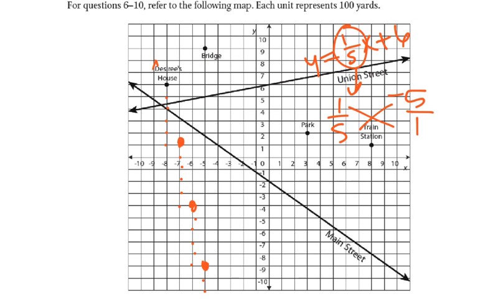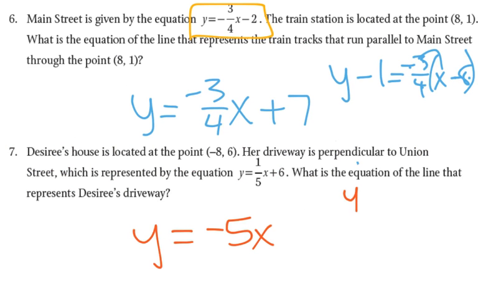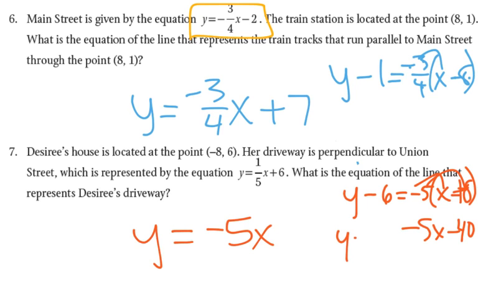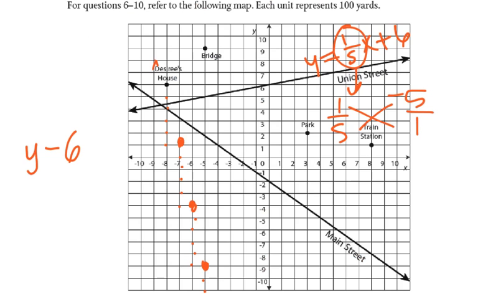So here we're going to want to do the y minus 6. Actually, we'll do it over here. Y minus 6 equals negative 5 times x minus negative 8. That's plus negative 5x, negative 40, y minus 6, add 6, and we get y equals negative 5x minus 34.